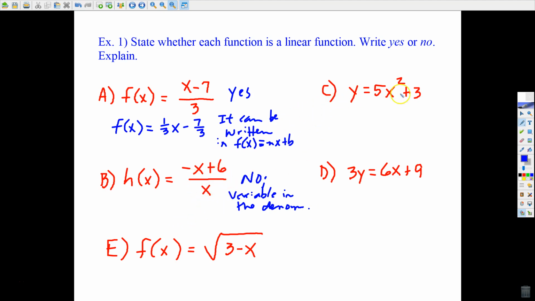I'll jump up here to C since I've got these ordered this way. Letter C can't be linear because we have exponent 2, and we said that our exponents for x and y have to be 1, only 1, and that's it. So any exponent other than 1 means it can't be linear. I'll just say exponent has to be 1. This is quadratic.